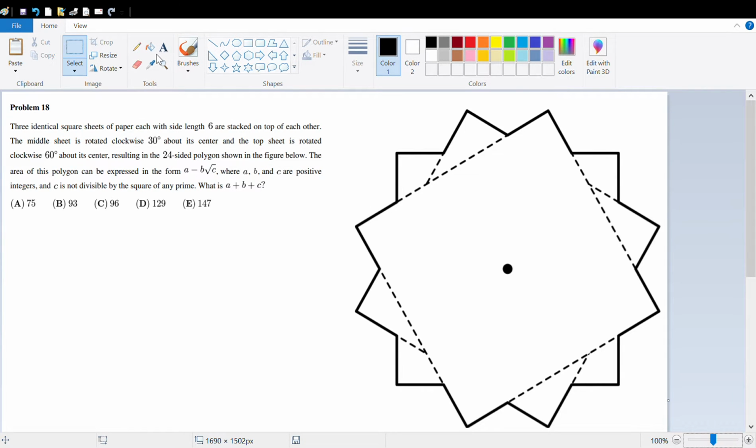So in this problem, we have a square with side length 6, and then we rotate it 2 times. Each time it's a 30-degree rotation of the previous one, and we end up forming this cool 12-sided shape, a dodecagon. And the question is, find the area of the dodecagon.